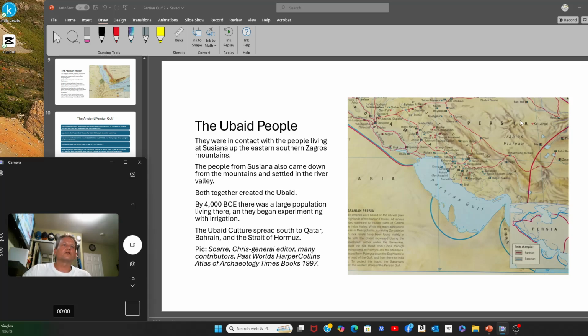The Ubaid culture spread south to Qatar, Bahrain, and the Strait of Hormuz. You see that at the very corner of this map. Probably hard to see. I don't know if you could blow it up. The Strait of Hormuz is the shortest crossing point from Oman to Iran.